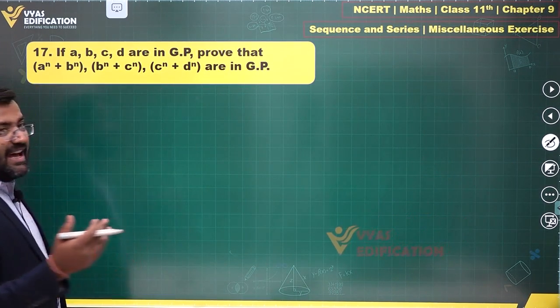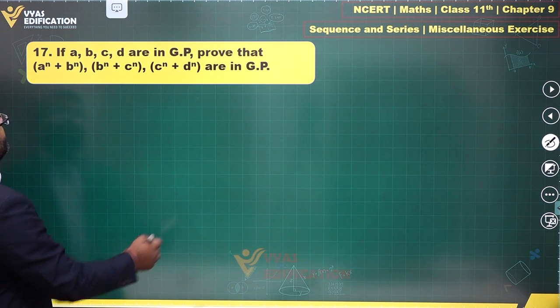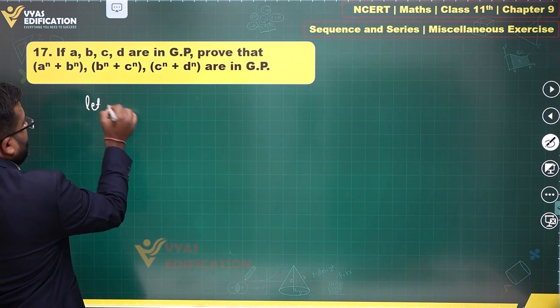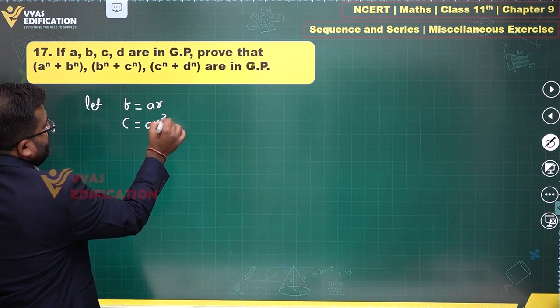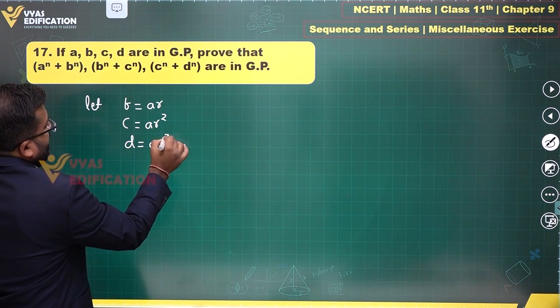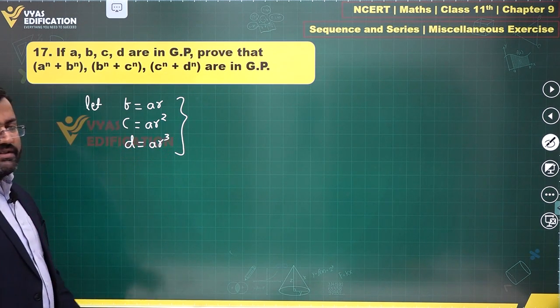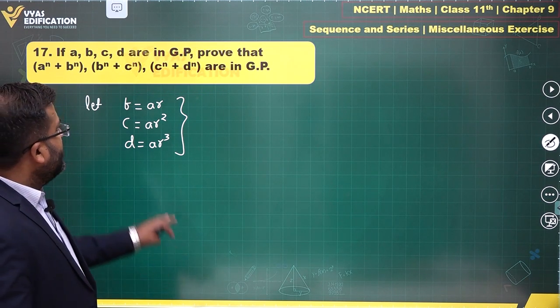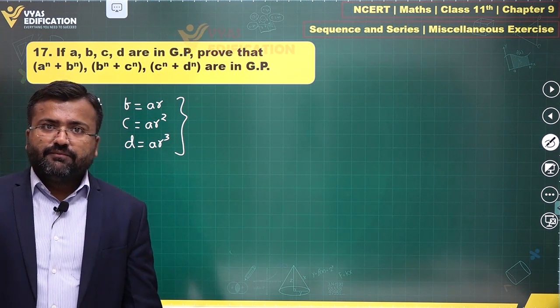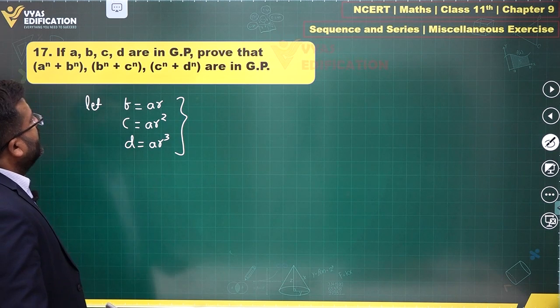So if A, B, C, D are in GP, you can clearly say that let B = AR, C = AR², D = AR³. Is that okay? Yes. A, B, C, D are in GP. First term is A. Assume the common ratio is R, and we can write B, C and D in this manner. Is that okay? Yes. What else?